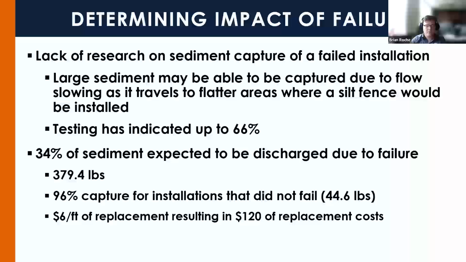We also wanted to take the risk as a cost as well. So we looked at Alabama DOT bid tabs and found that it would be about $6 a foot for replacing a silt fence installation, of which $5 is the installation of a new silt fence, and then $1 per foot is the removal of the failed one.